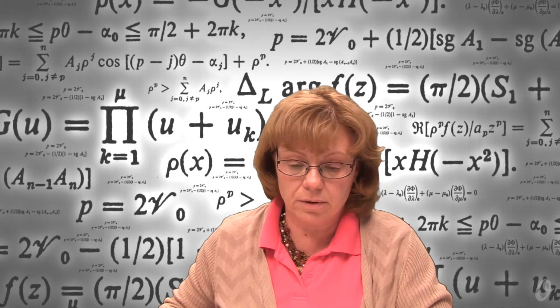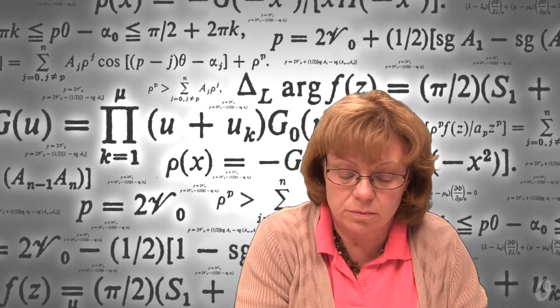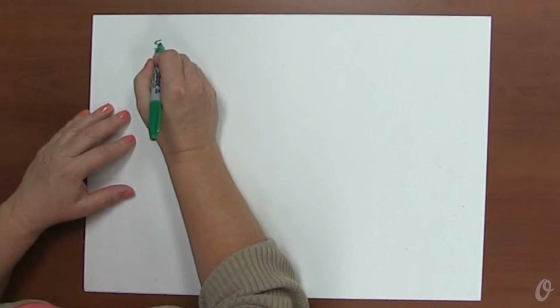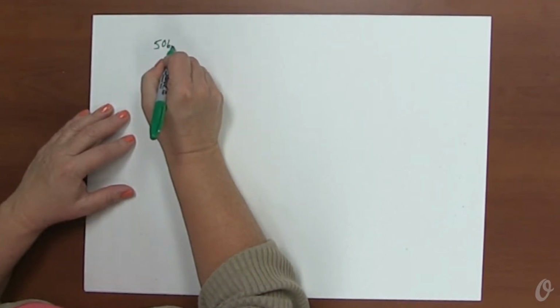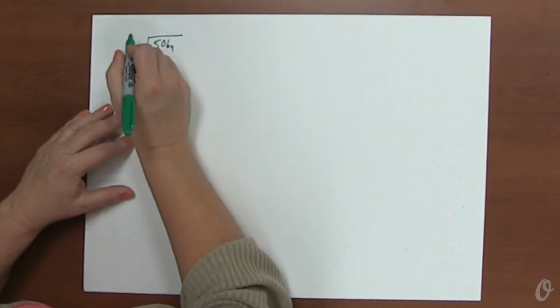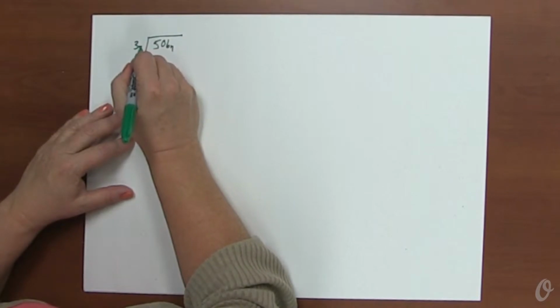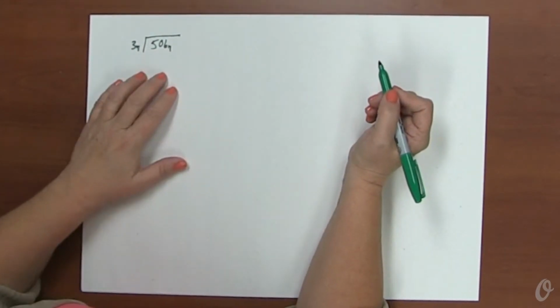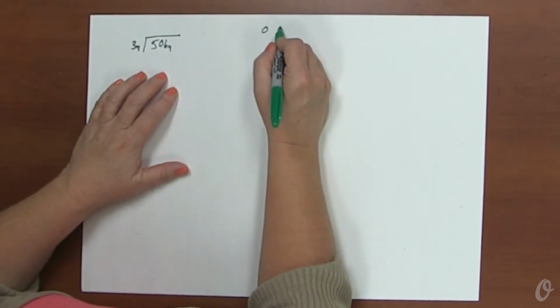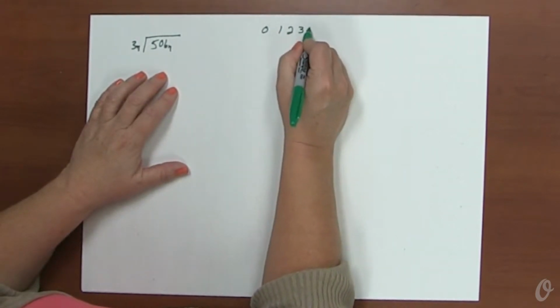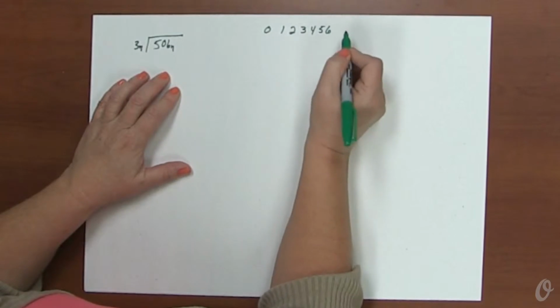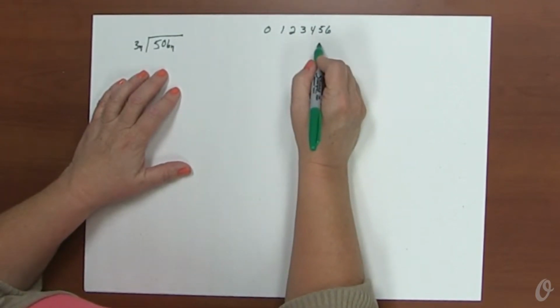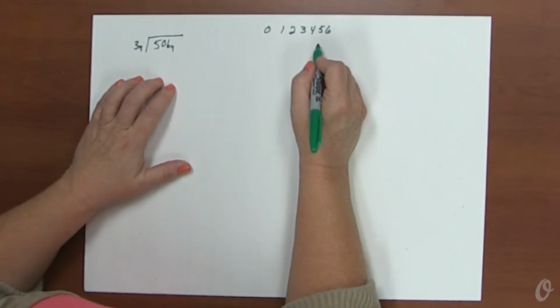Let's look at another problem. This is another division problem. I'm going to do 506 base 7 divided by 3 base 7. So the first thing I want to do is identify what my base looks like. 0, 1, 2, 3, 4, 5, 6. So those are all the symbols that I can use for my base 7.